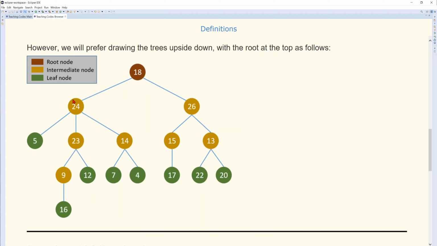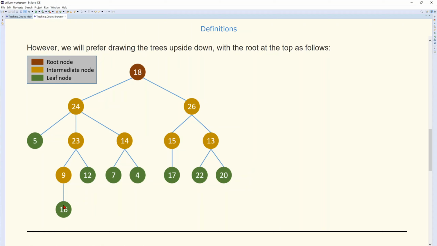If you look at 24, now 24 requires 1 hop to 5, but it requires 2 hops to 12, 7, and 4. And it requires 3 hops to 16. And we're looking at the longest possible path. So the longest one would be to 16. Therefore, we say 24 is at a height of 3 hops.